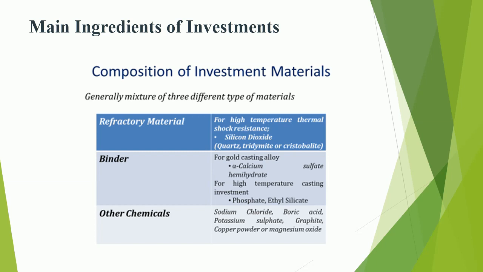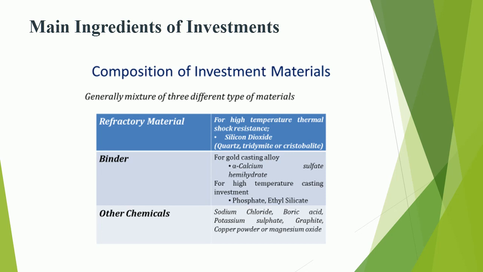Then we have a binder. As the name suggests, its function is to bind together the refractory material, and there are different binders according to the investment material. For the gold casting alloys, it is alpha calcium sulfate hemihydrate, which is type 3 gypsum. And for high temperature casting investments, we have the phosphate and ethyl silicate binders.